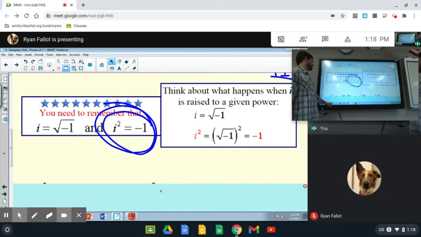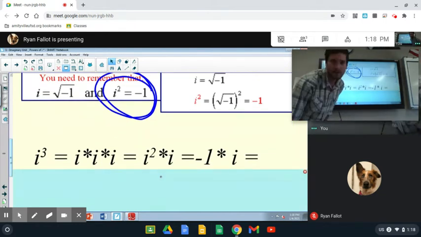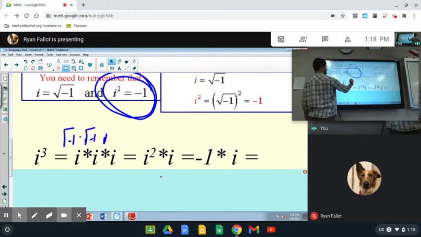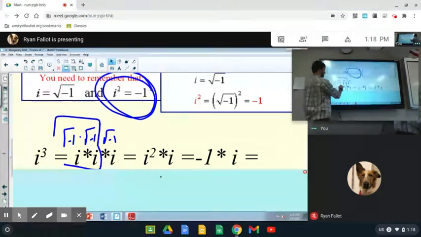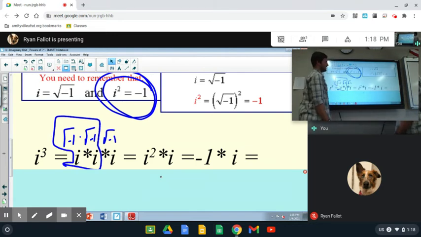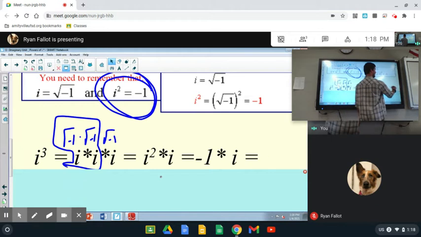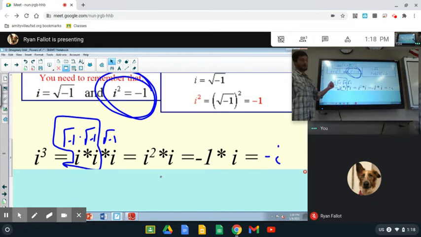Let's keep going down our chart. i to the third power is equal to i times i times i, or radical negative 1 times radical negative 1 times radical negative 1. Well, we just talked about what happens here. It brings i squared. i squared is negative 1. Negative 1 times i would be negative i. And the pattern continues. 0 power is 1. First power is i. Second power is negative 1.